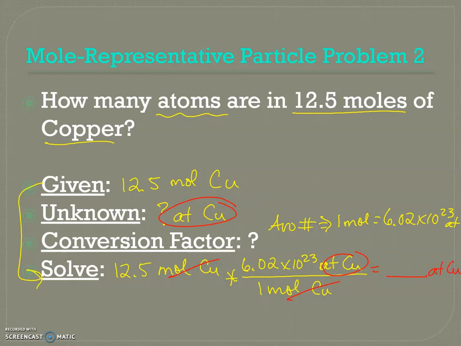And how do I put that in the calculator? Just like I have taught you before, young Jedis. 12.5 times 6.02, E23, and then divide by 1. And what we get in our calculator is 7.53 times 10 to the 24th atoms of copper.